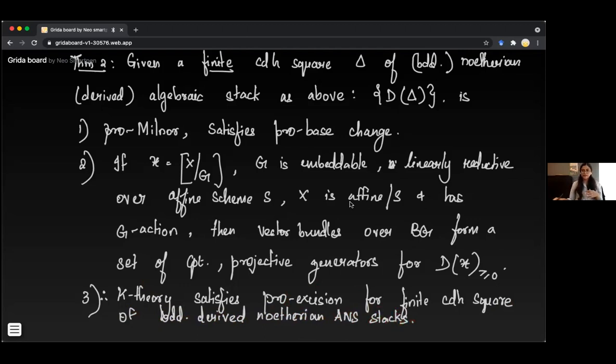So basically, you first use the local structure theorem to reduce it to affine mod linearly reductive. And then because of Nisnevich descent, you can actually do this. And then for this particular case, it would follow that you have all the projective generators and it is pro-Milnor and satisfies pro-base change. So therefore, you can show that K-theory has pro-excision for such squares.